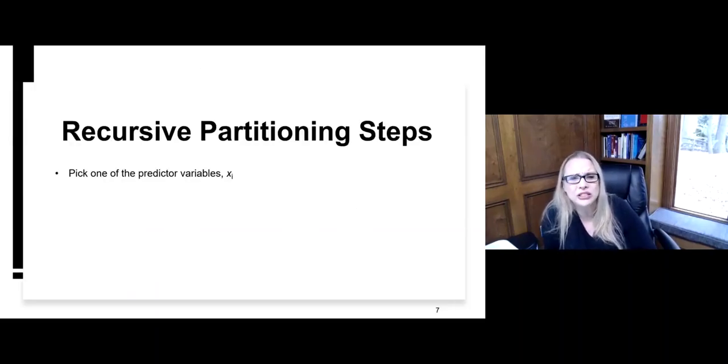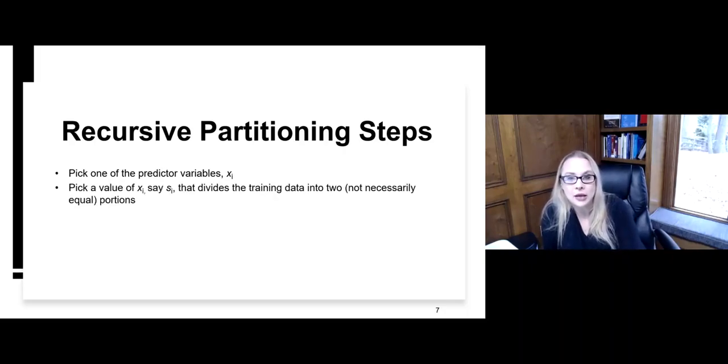So what are the recursive partitioning steps? First, you pick one of your predictor variables, x. And then you pick a value of x sub i, let's say s sub i, that divides the training data into two but not necessarily equal portions.